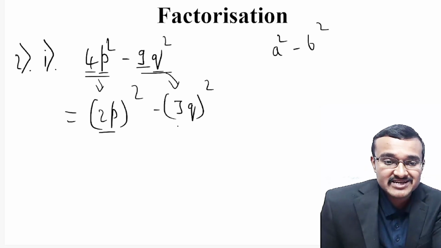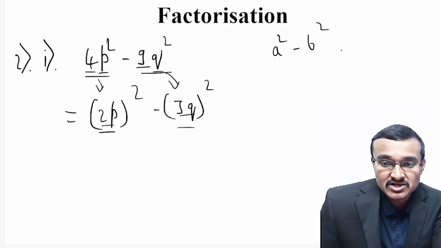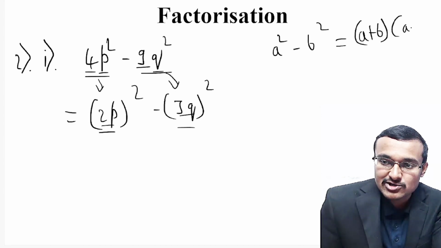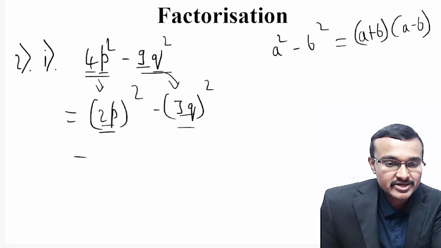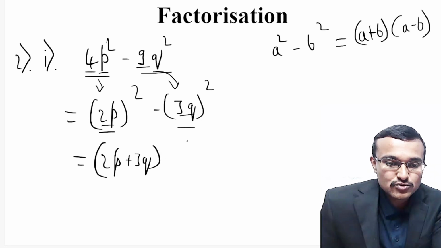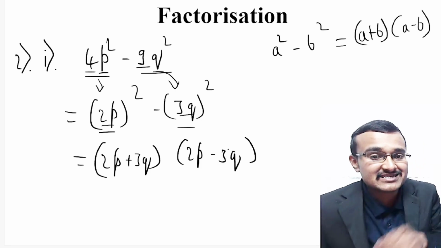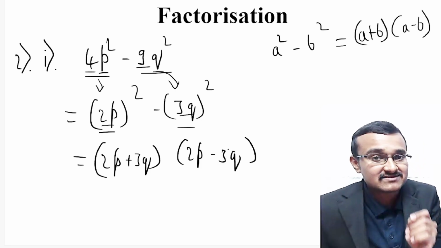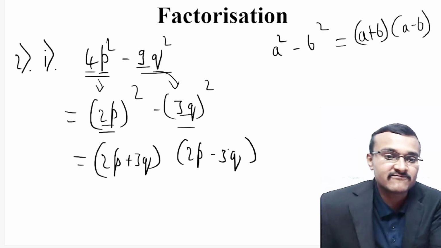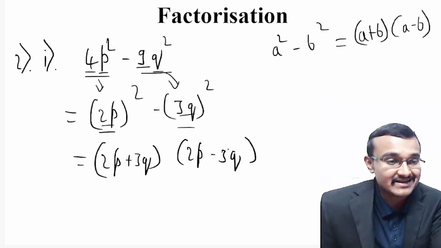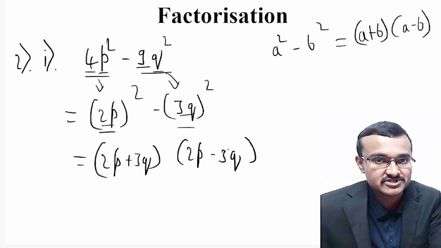So this is in the form of a square minus b square. Here 2p is a and 3q acts as b. So a square minus b square can be written as a plus b into a minus b. So here you can write this as 2p plus 3q into 2p minus 3q. So this 2p plus 3q and 2p minus 3q act as the factors for this 4p square minus 9q square. That is the first question in this second question.